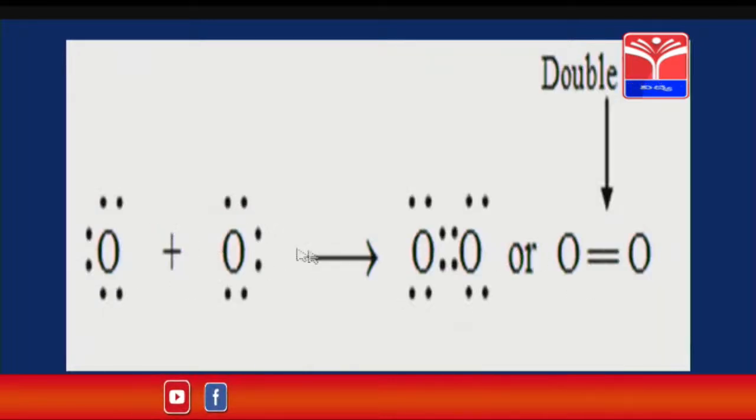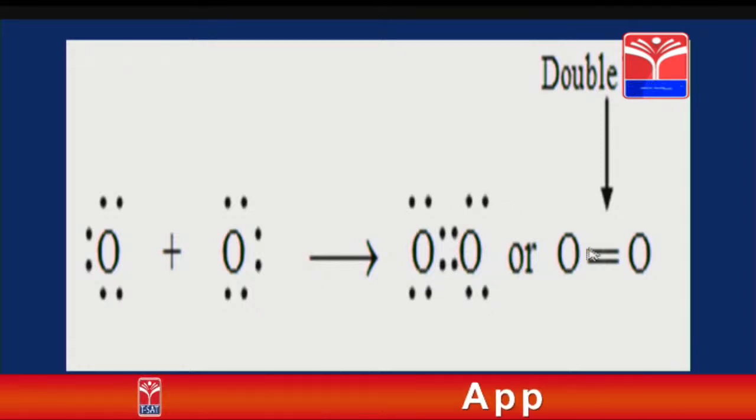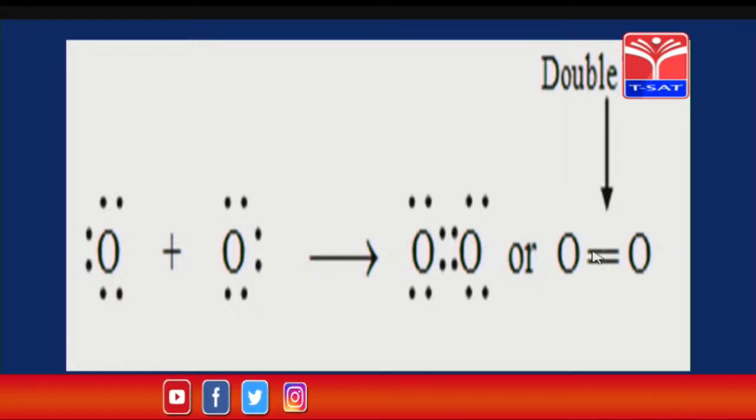6 electrons in the valence shell, 2 oxygen atoms come closer and share a pair of electrons. This is one pair of electrons they are sharing, and this is the second pair of electrons they are sharing. Thus, they are forming a double bond, 2 covalent bonds together. This is a multiple bond formed. As there are 2 pairs of electrons shared, we call this a double covalent bond.